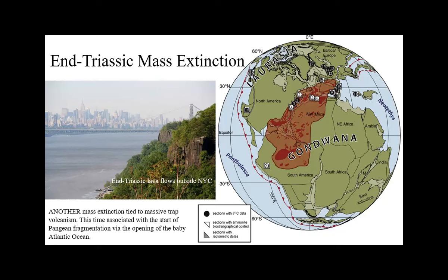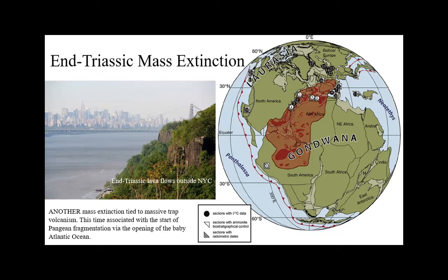So I've always thought it was totally incredible that these cliffs called the Palisades that are across from Manhattan are literally the lava flows from this mass extinction. If you watch old Batman, Wayne Manor is on these cliffs. The bat plane comes out of those cliffs, which is really fun.